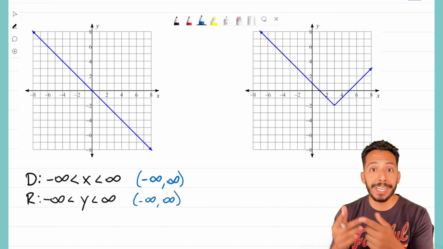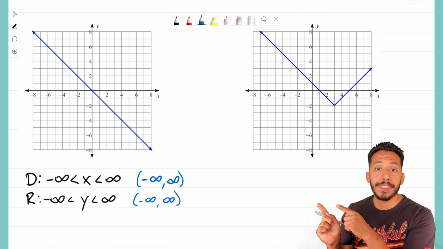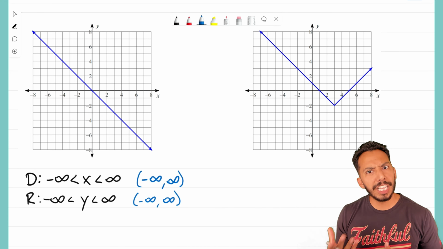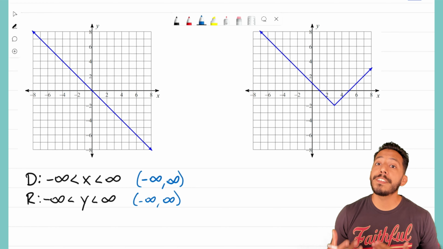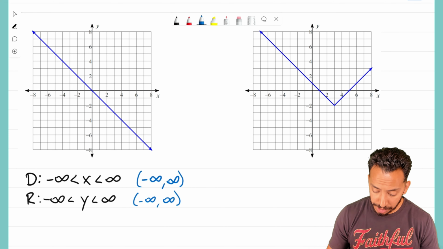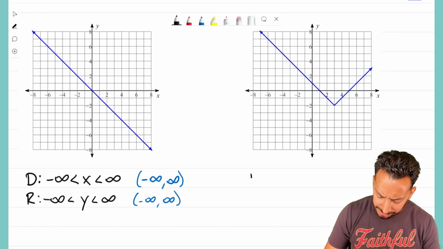I hope you notice already that this is different than the first graph. This is not a line. It looks like two lines put together, but this is not linear, and that's going to affect the domain and the range. Now, I want you to think about this, though, as we set this up, right?